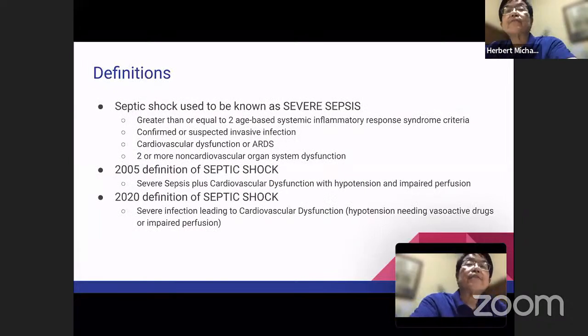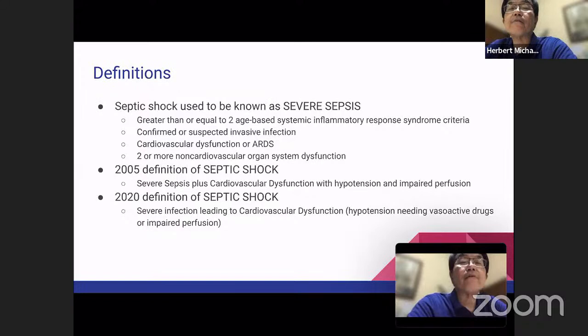Now, septic shock, which used to be known as severe sepsis, is where you have greater than or equal to 2 age-based systemic inflammatory response syndrome criteria. You have a confirmed or suspected invasive infection, usually bloodstream. You have cardiovascular dysfunction or ARDS, and you have 2 or more non-cardiovascular organ system dysfunctions.